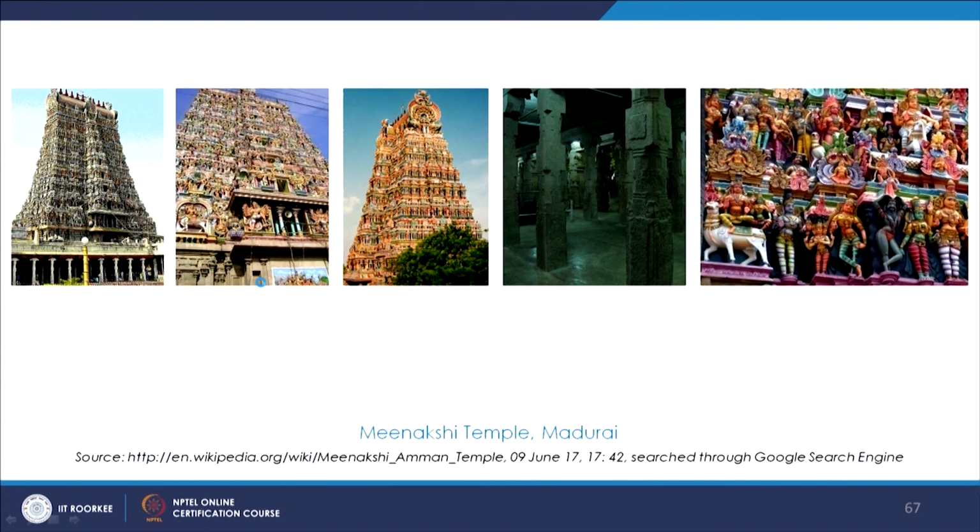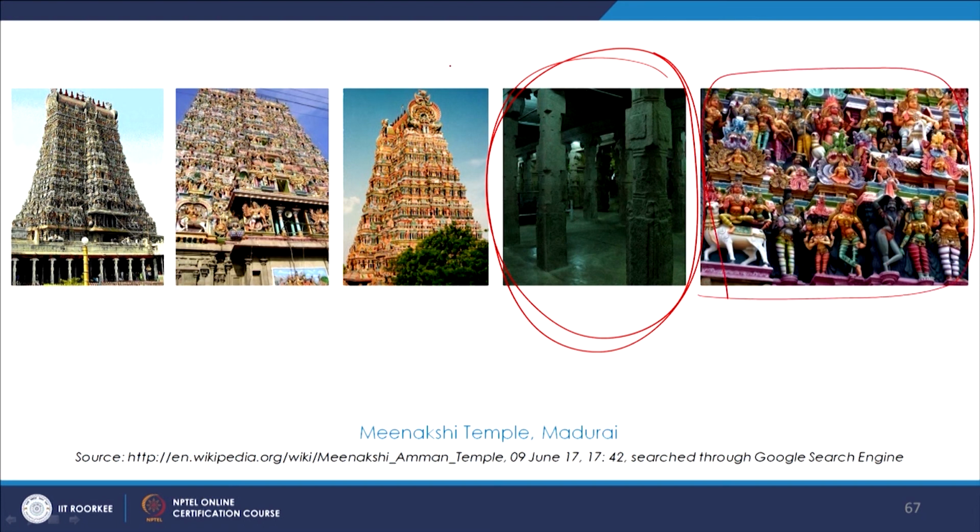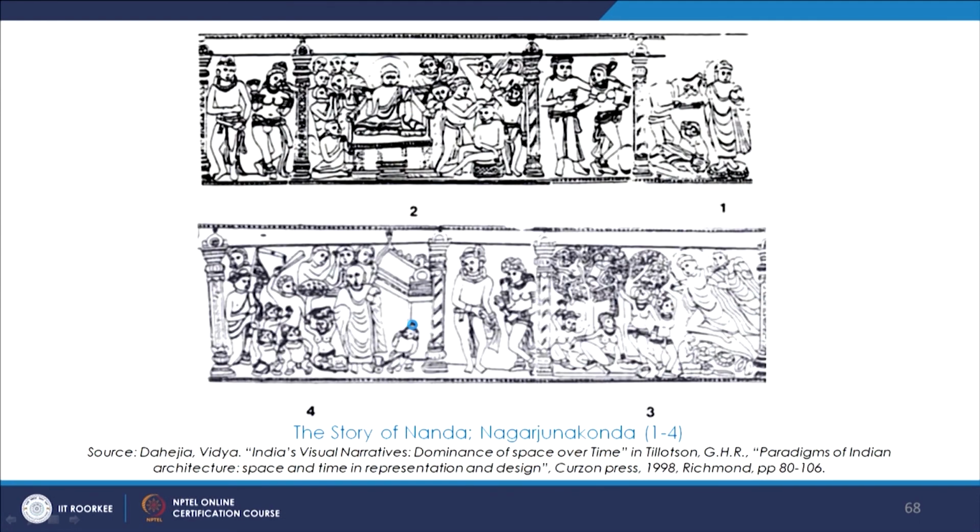We talked about the very famous Meenakshi temple in South India, and we talked about the interior where this hall of 1000 pillars is, and we also talked about the ornamentation and the entire form and structure of the temple. We talked about some narrative relief sculptures done in stone.